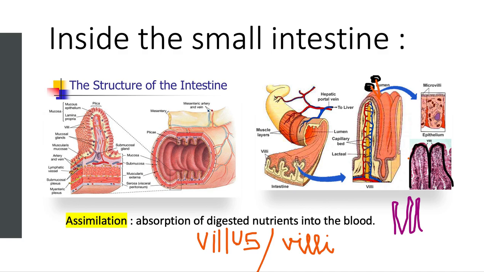So there are millions of villi in our small intestine. You see this part? They're tightly packed next to each other like that. So why is that so? Why are there so many? This is to increase the surface area for absorption of digested food, which means, let's talk about this.